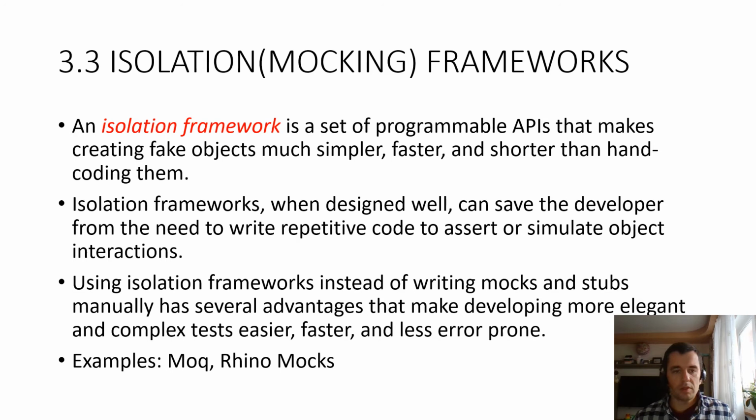Isolation frameworks, we talked about them, are a set of programmable APIs that makes creating fake objects much easier, faster, and shorter. They are very good. When designed well, they can save the developer a lot of repetitive code. Using isolation frameworks instead of writing mocks and stubs manually has several advantages and makes developing more elegant and complex tests easier, faster, and less error prone. For example, MockQ and RhinoMock.